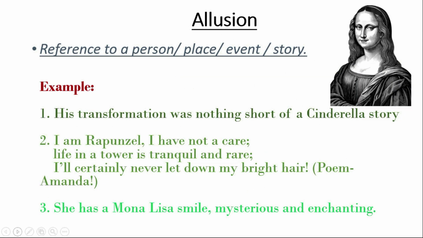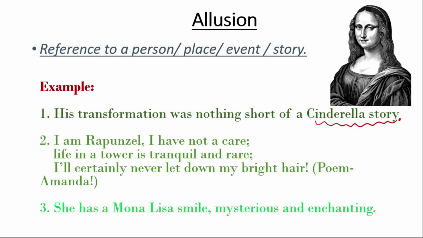Let's move to the next one, which is allusion. So what is allusion? It is a reference either to a person, a famous person, a famous place, an event, or a story. Okay, let's give an example so you will understand. His transformation was nothing short of a Cinderella story. Now, in this sentence, a reference is given to a very famous story, the Cinderella story. So you come to know that, okay, maybe the person was in rags and he went to riches. So you're using allusion here and giving a reference to something famous so that the person understands what you're trying to say.